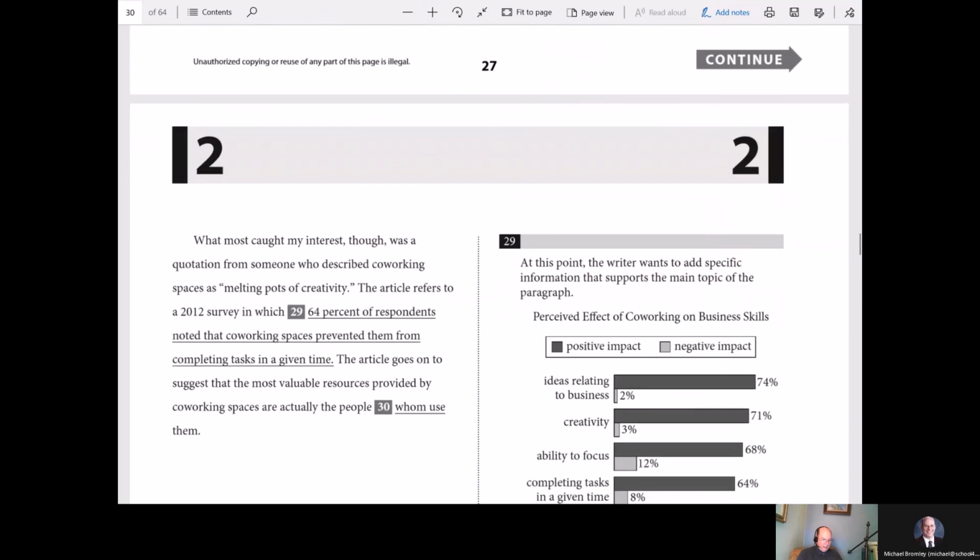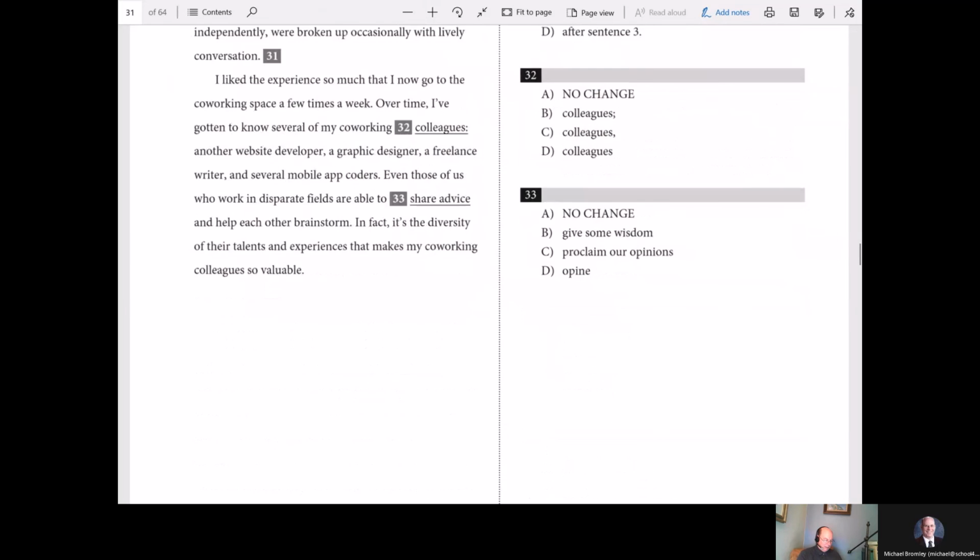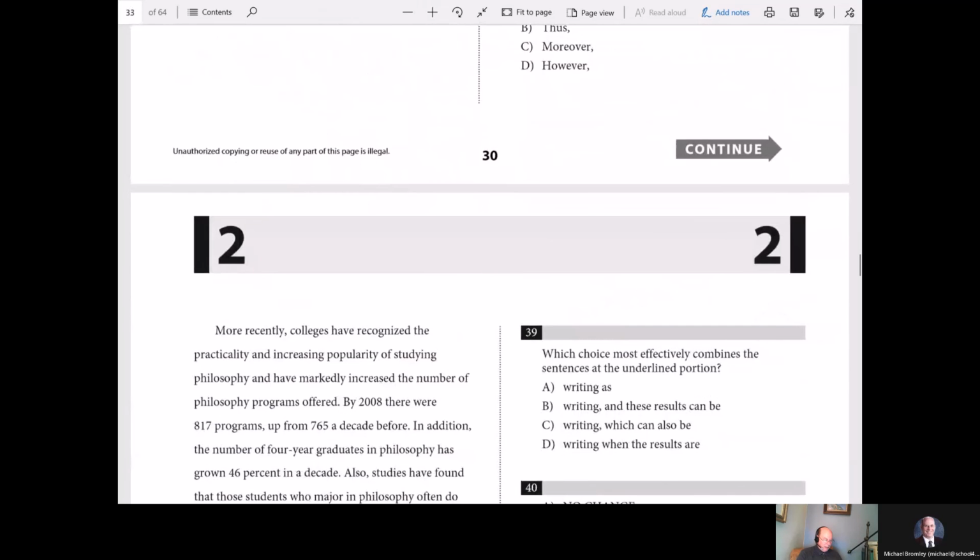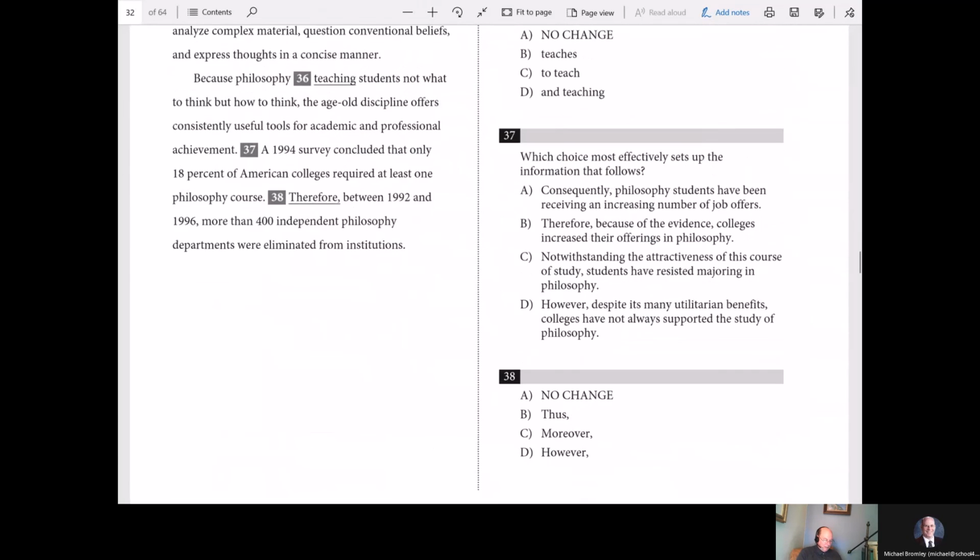Next up is 38, and then we'll do 39. Great job on this. 38 and 39. 38. Oh, we have transition words again.